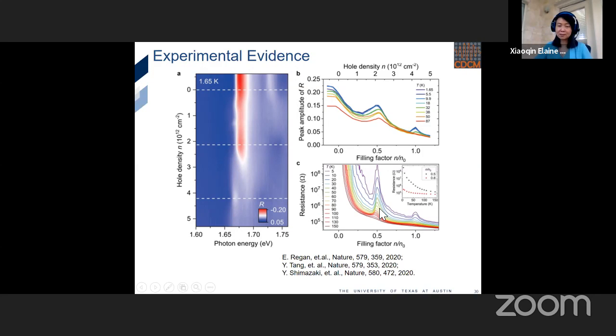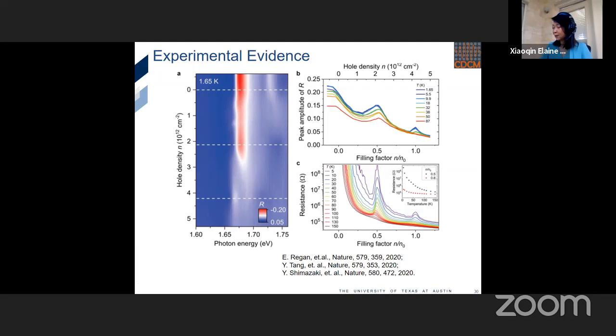And again, very recently, a few papers appeared almost simultaneously. This is the paper from Jie Shan and Kin Fai Mak's group, where they did both optical measurement and transport measurement. They show that with a certain filling factor, for example, when you put one hole into each Moiré cell, you can start seeing an insulating state emerging. And it turns out you also have some optical signatures as well. The exciton transition amplitude also changes with the filling factor of the carriers in the Moiré crystal.